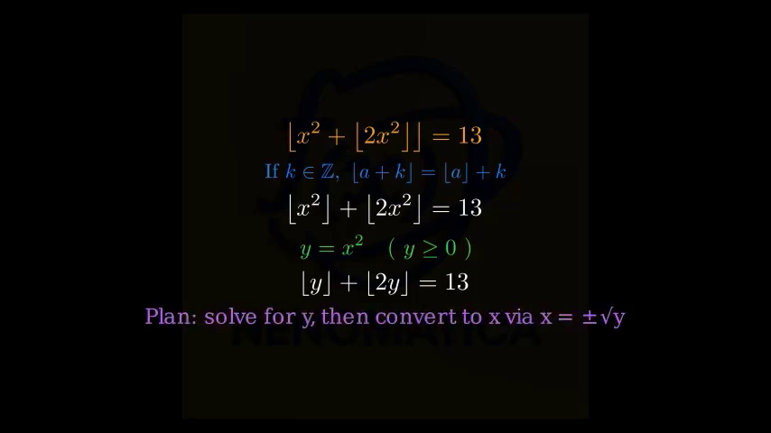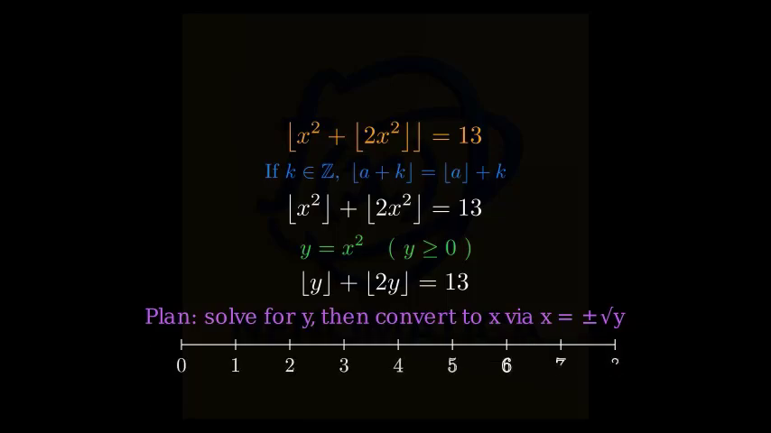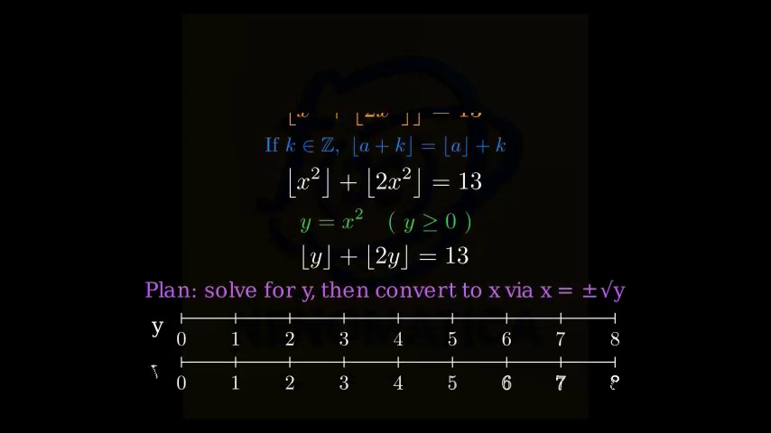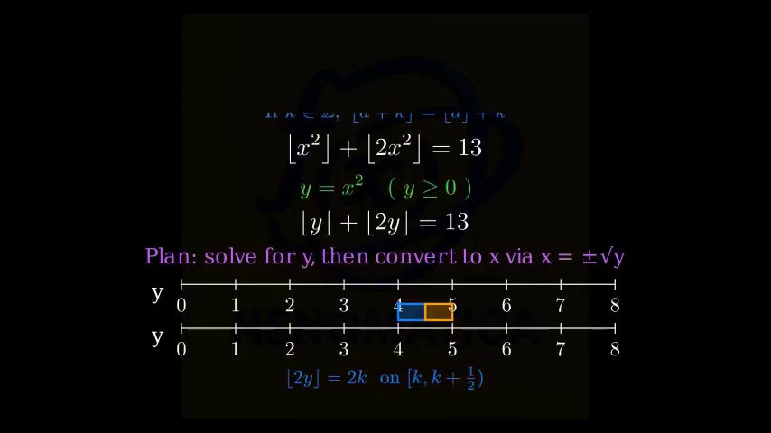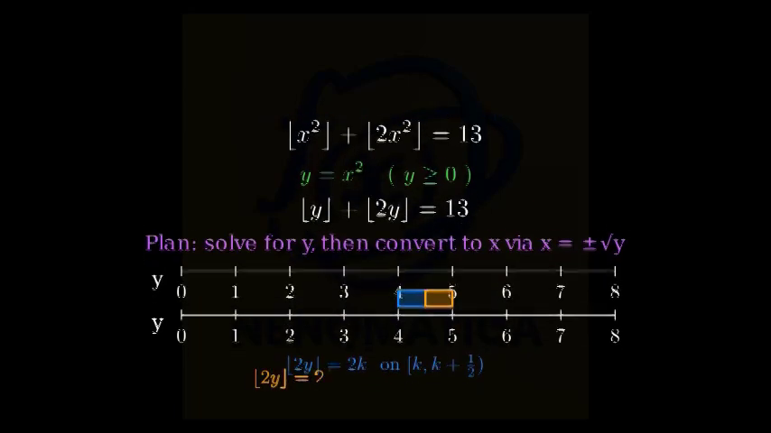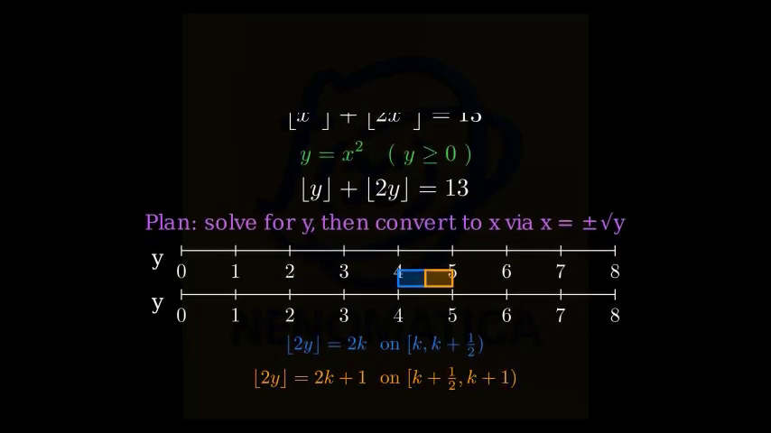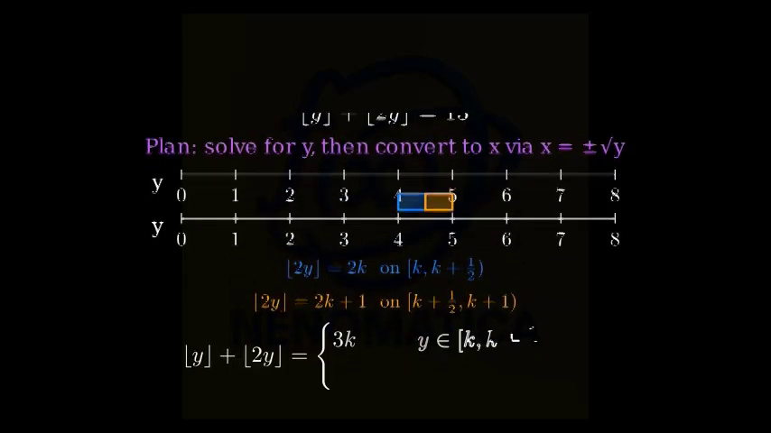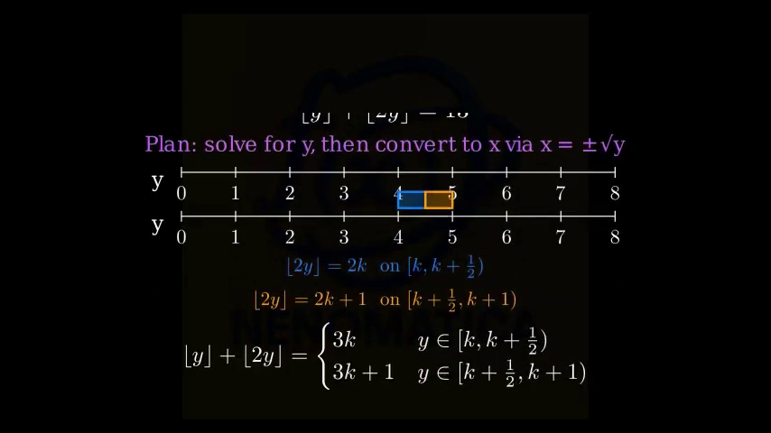Here's the key graphical insight. Consider a number line for y. Split y into integer bins, from k up to k plus 1. On each bin, compare the first half from k to k.5, and the second half from k.5 to k plus 1. On the first half, 2y runs from 2k up to just below 2k plus 1, so its floor is 2k. On the second half, 2y runs from 2k plus 1 up to just below 2k plus 2, so its floor is 2k plus 1. Therefore, the sum becomes piecewise, 3k on the first half, and 3k plus 1 on the second half.